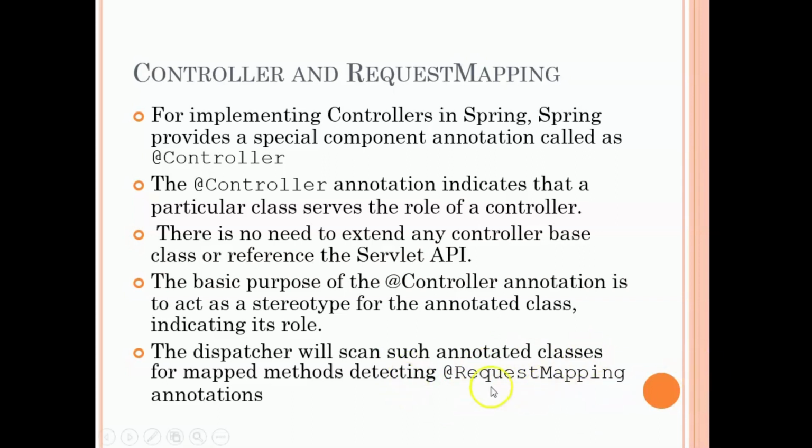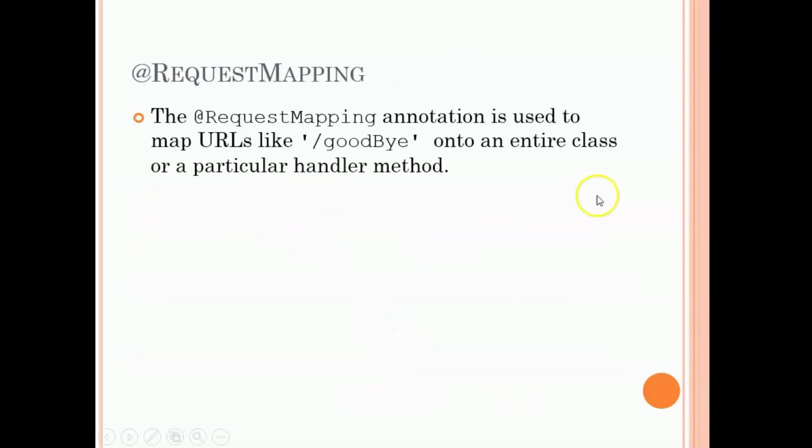The methods on top of which we use the request mapping annotation will be the actual methods which get called on a particular request that we have. So let's go ahead and talk about request mapping now. The @RequestMapping annotation is used to map URLs, like for example /goodbye, onto an entire class, or you could also annotate specific methods. It can be both also.